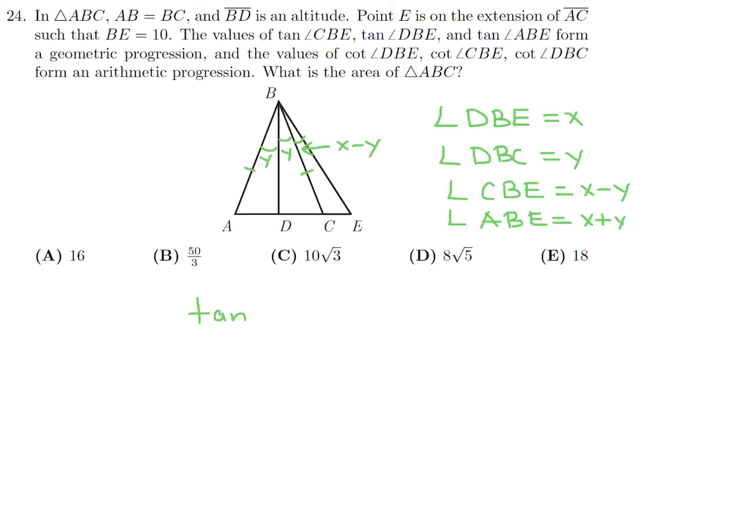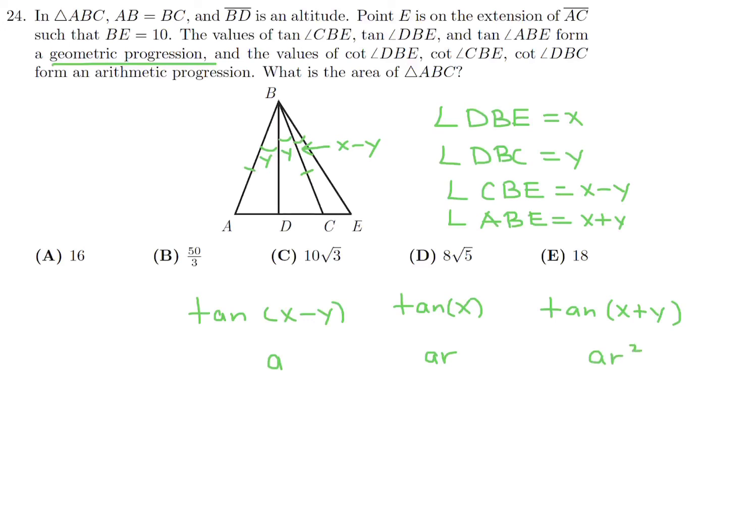They tell us that the tan of CBE, which is X minus Y in my labeling, the tan of DBE, which is the tan of X, and the tan of ABE, which is the tan of X plus Y. These three form a geometric progression. Okay. Geometric progressions are of the form A, AR, AR squared, right?